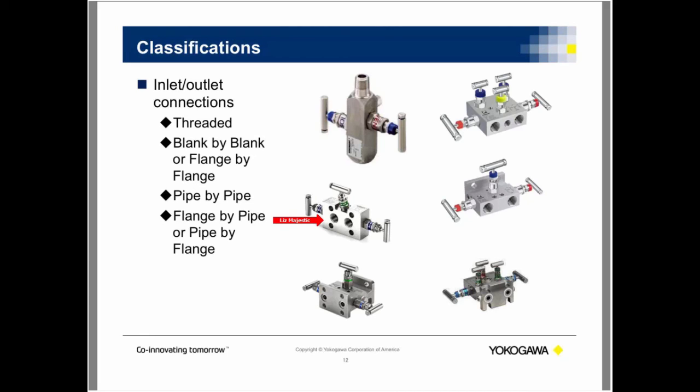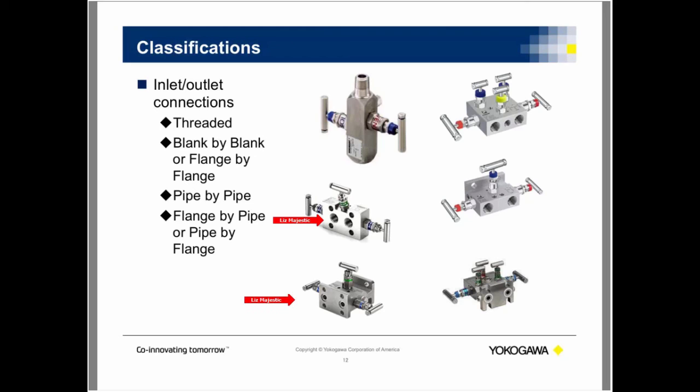The blank by blank is generally used with an equalizer valve, so you only have really one valve, or a mono valve. But it's also very popular in the 3-valve style, which I have shown right here, which has 3 valves. And you can see that it's blank by blank because it's flat on both sides.